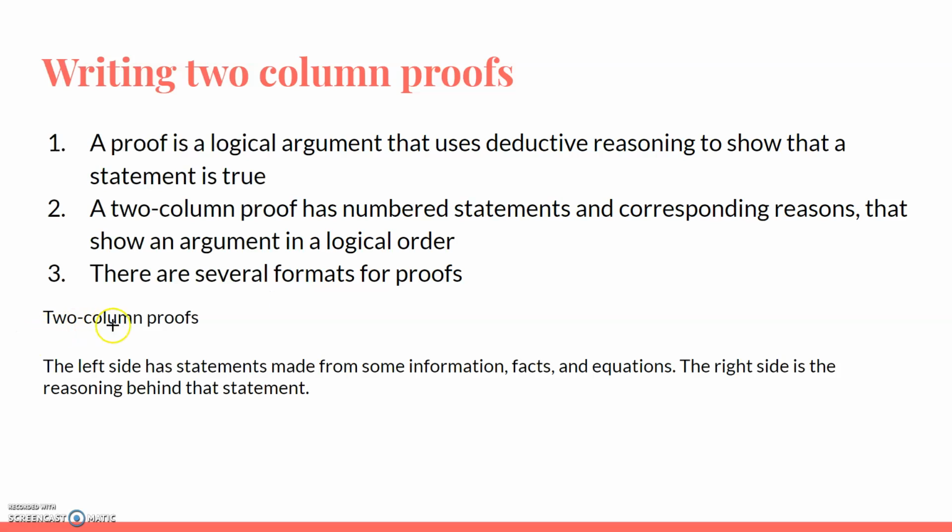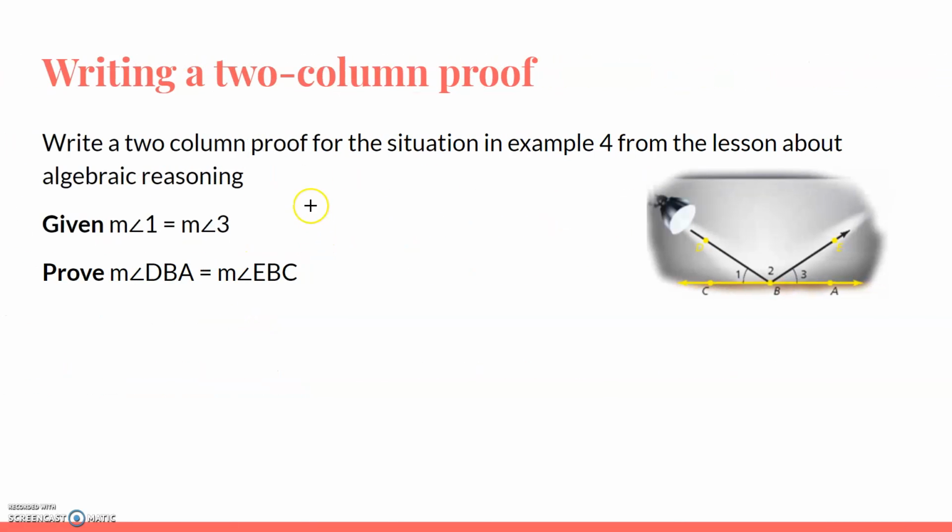So how does a two-column proof look? The left side has all the statements about some information, facts, or equations given, and the right side is the reasoning behind that statement. This was the last question that we did in my last video. It was about the light reflecting off and the angles given by that. You're given that angle 1 is equal to angle 3, and you have to prove that the measure of angle DBA is equal to the measure of angle EBC. So try to write a two-column proof for this. You're given something, so write all the statements that you would need to prove this and the reasoning behind that, and come back and I'll give you the right answer.